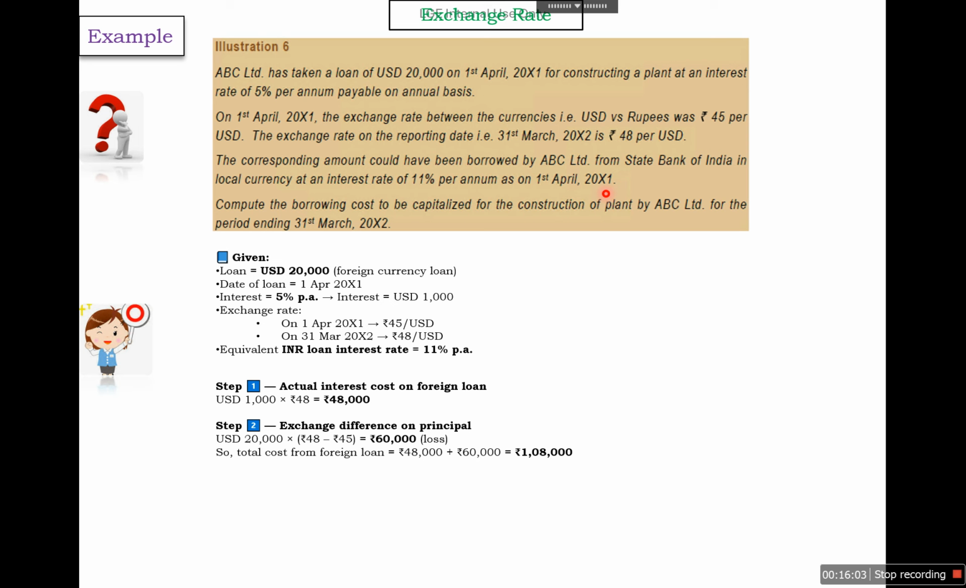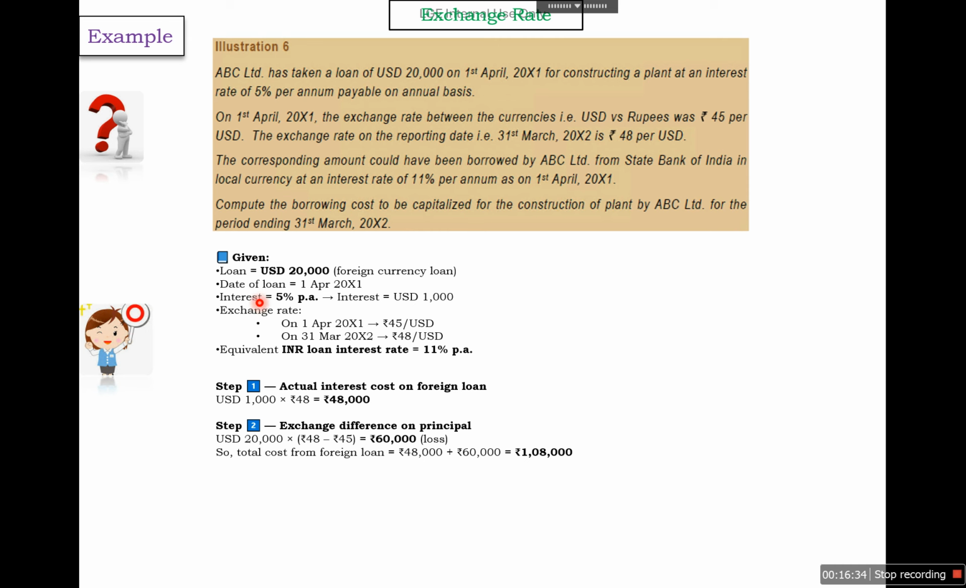So the local borrowing rate is 11%, while we have taken a loan at 5% from outside India. So we need to compute the borrowing cost to be capitalized for the construction of a plant by ABC Limited for the period ending March 31st X2. As per principle, we can capitalize the difference of exchange loss to the extent of Indian cost of borrowing.